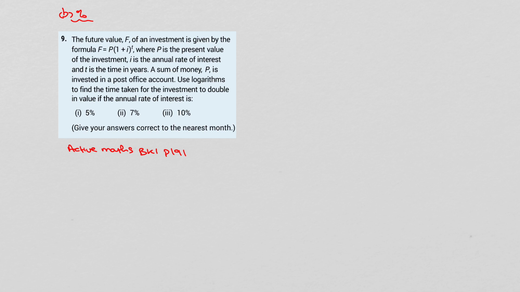So again, I'm going to start by listing what the letters are in the equation. So the equation given to us is F is equal to P times 1 plus i to the power of t. So we can see that F is representing our future value. And again, we'll take it to be in euros. So it's going to be an amount. P is going to be the present value. And again, that's going to be in euros.